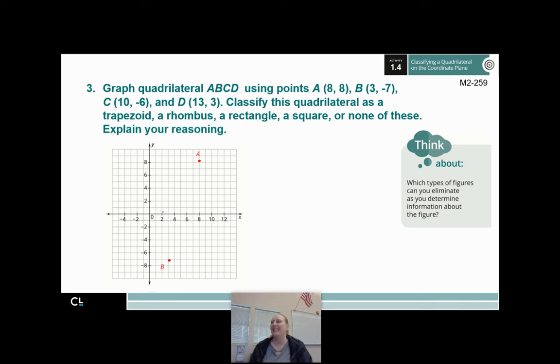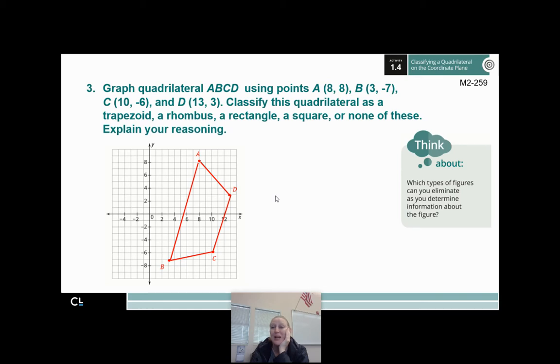C is at (10, -6), so right 10 and then down 6, and we'll put our little point C there. And D is at (13, 3), so we'll go right 13 and then up 3, and we'll put our little point there. We'll call that point D. Of course, it is a quadrilateral, so we need to connect the sides: A, B, C, D, and back to A again.